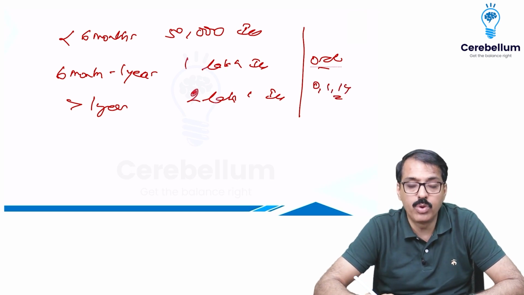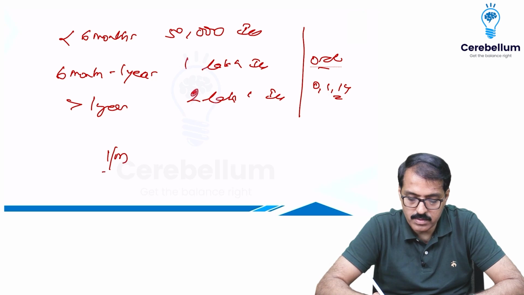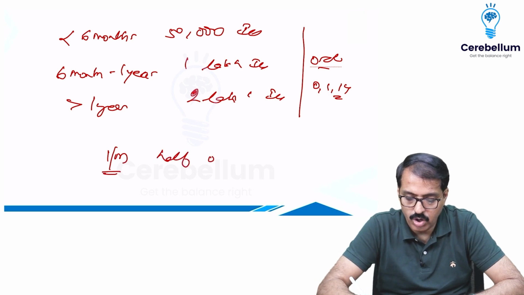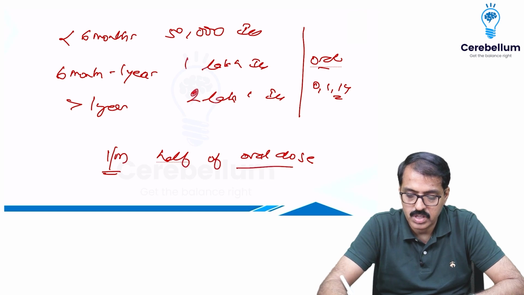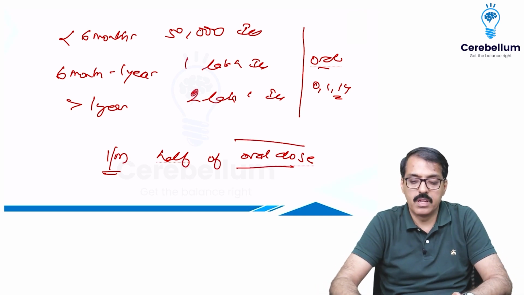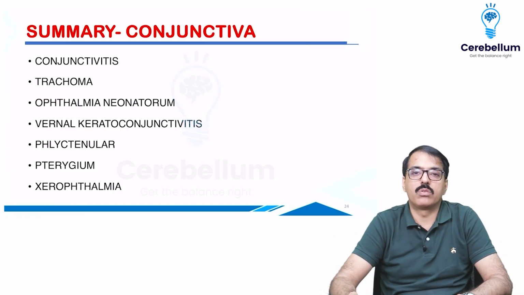If you are giving IM dose, intramuscular is half of oral dose. This is the vitamin A therapy. Okay, with this we come to the end of conjunctiva.